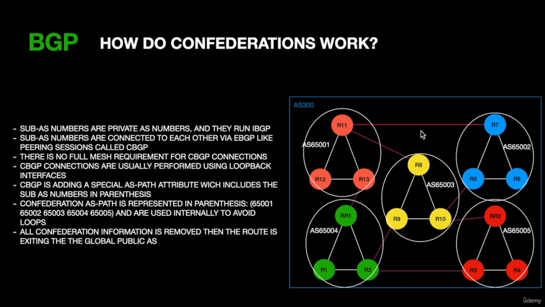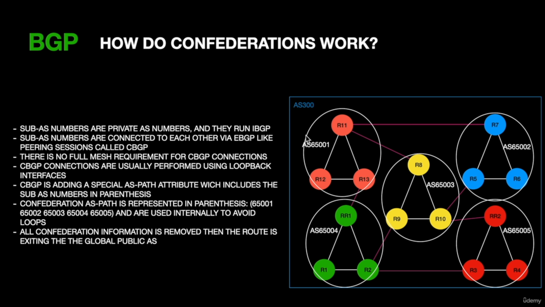Also, usually we have an external connectivity from the AS300. For example, it can be on router 11 or on router 7. And usually this is an EBGP connection with another public AS number. And when the routes are exiting this AS300 autonomous system, all information about the confederations will be removed.